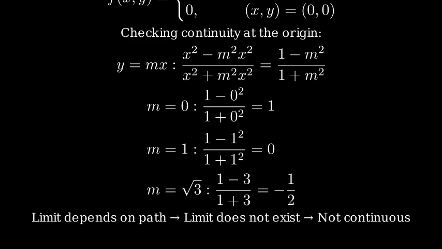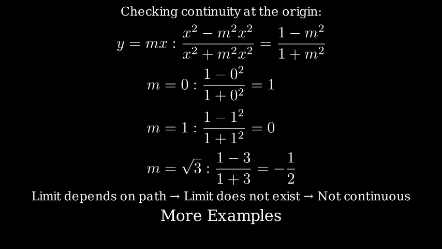Let's check the limit along the line y equals mx. Substituting, we get (x² minus m²x²) divided by (x² plus m²x²), which simplifies to (1 minus m²) divided by (1 plus m²). This value depends on m, so we get different limits along different paths. Therefore, the limit does not exist, and the function is not continuous at the origin.